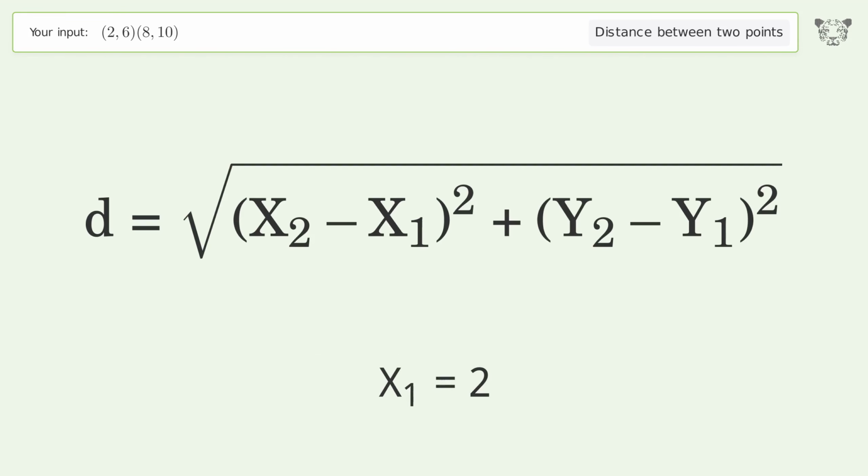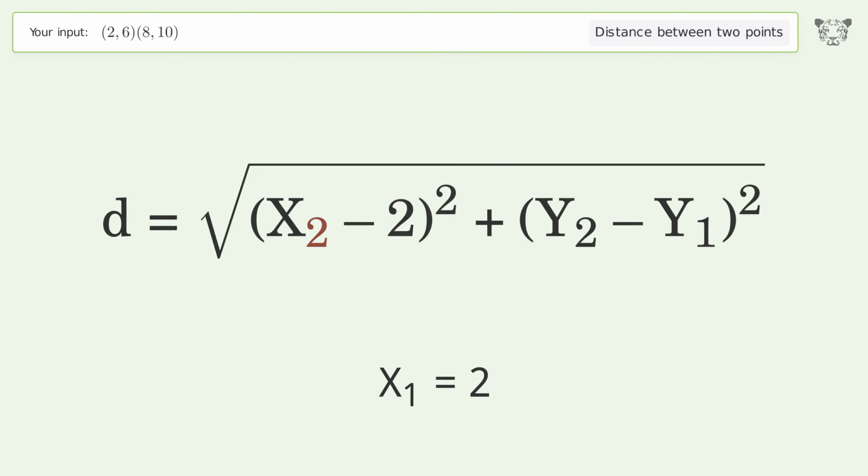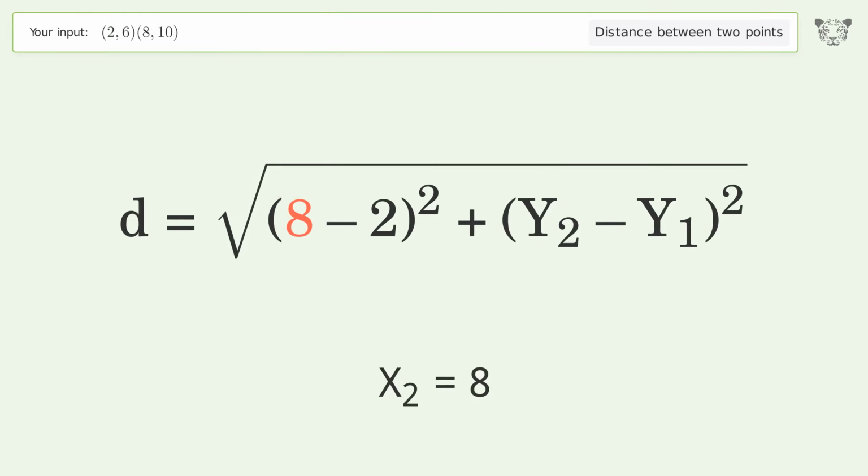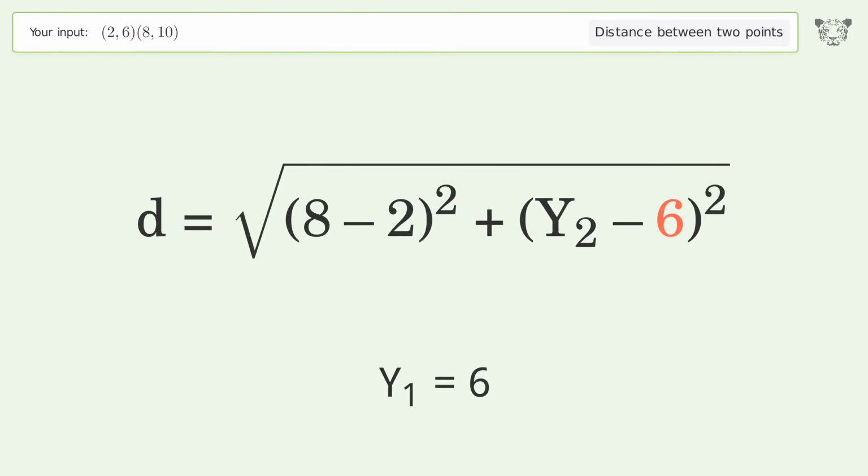x1 equals 2. x2 equals 8. y1 equals 6. y2 equals 10.